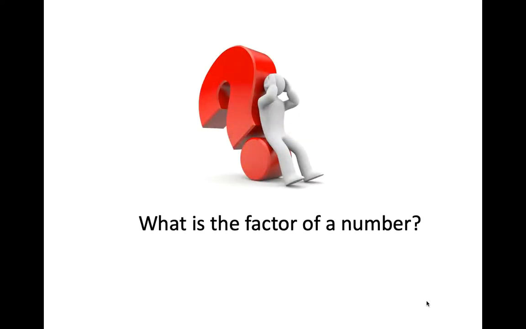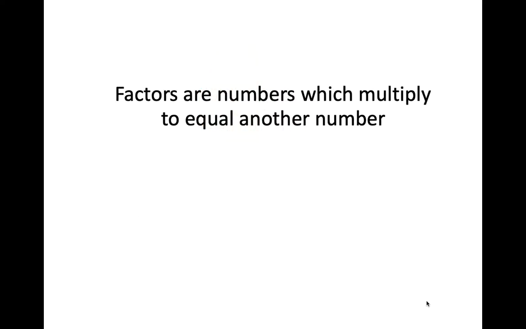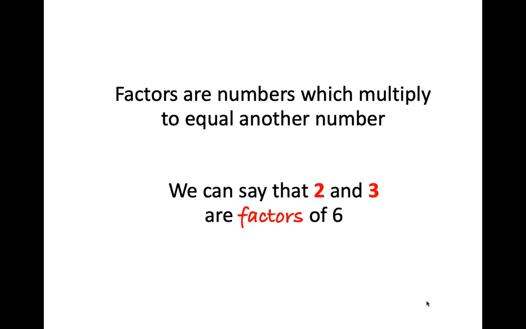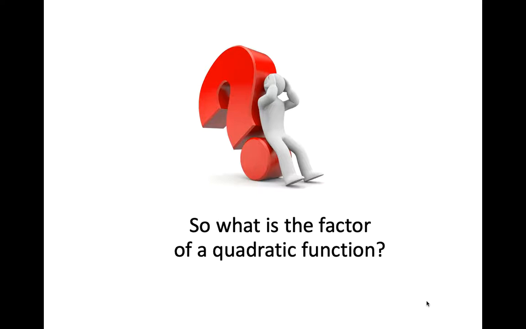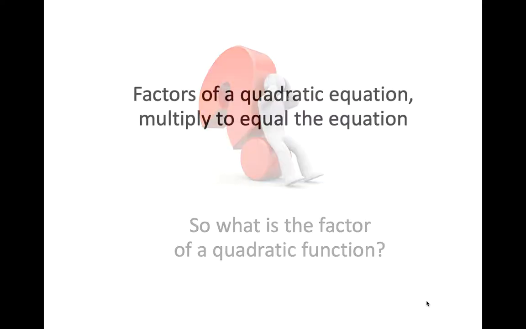So if I were to ask you what is the factor of a number, if I were to say what's the factor of 6, you might say, well, 2 and 3 are factors of 6. And so what you're doing is you're looking for numbers which multiply to equal another number. Smaller numbers like 2 and 3 multiply together to give me 6. So we say that 2 and 3 are factors of 6. So that should help you when I ask this next question, what is the factor of a quadratic function?